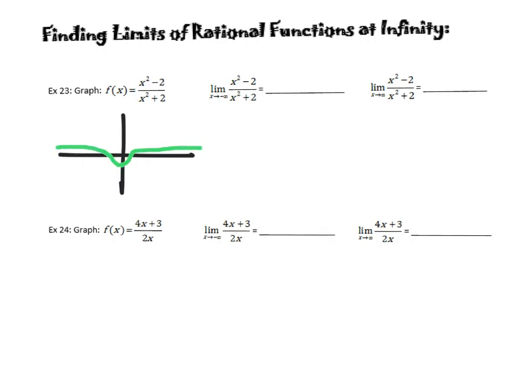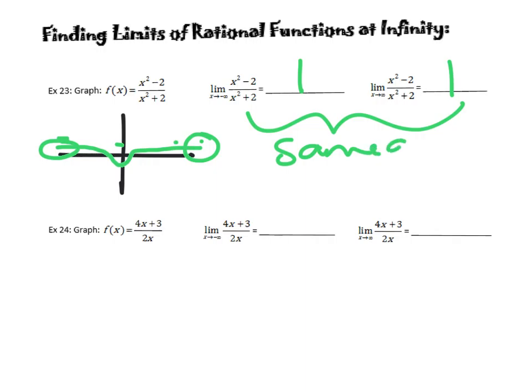My limit as I'm approaching negative infinity is getting closer to 1. My limit as I'm getting closer to positive infinity is 1. So on both sides, that's 1. And you might notice that is the same as your horizontal asymptote.